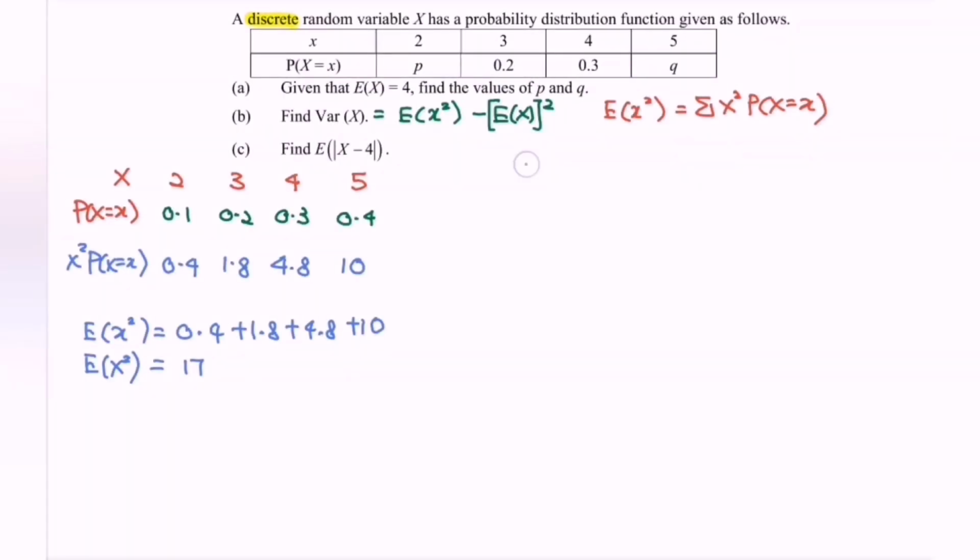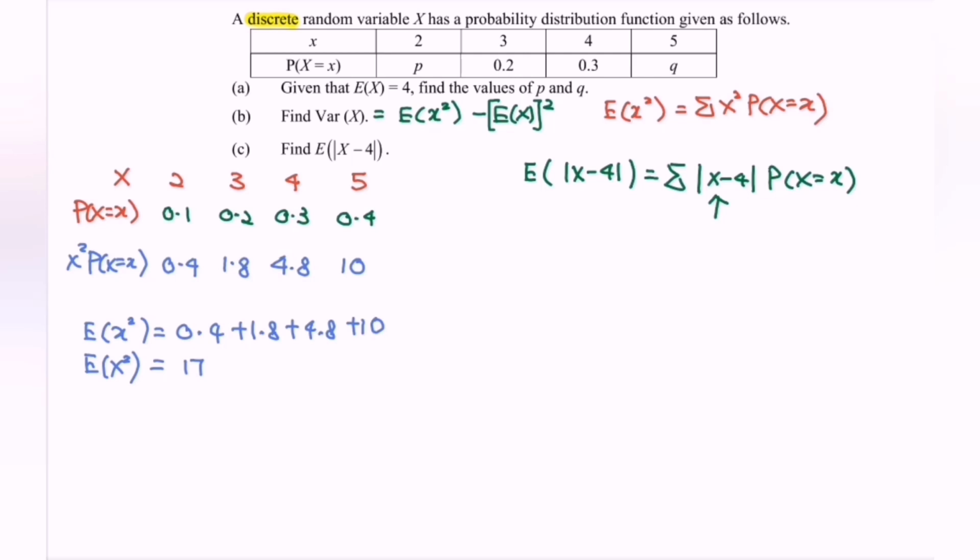Next, focus on the E bracket. We have the modulus for x minus 4. So based on the situation where we have the summation of modulus x minus 4 multiplied with the probability. So kindly focus on the situation. At first, focus on this part.